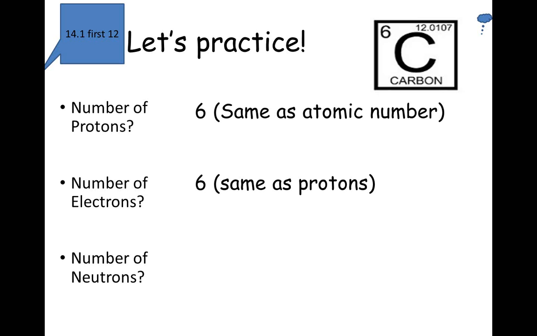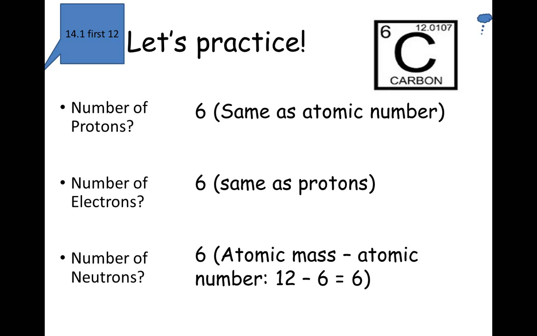And neutrons is the atomic mass minus the atomic number. So 12 minus 6 gives us 6.